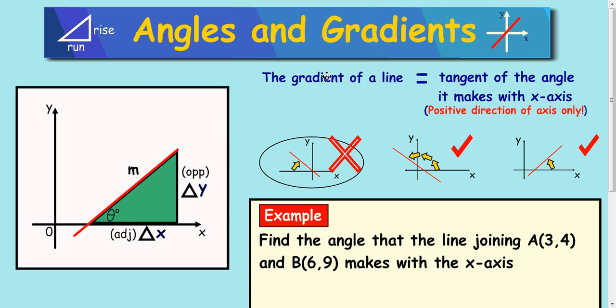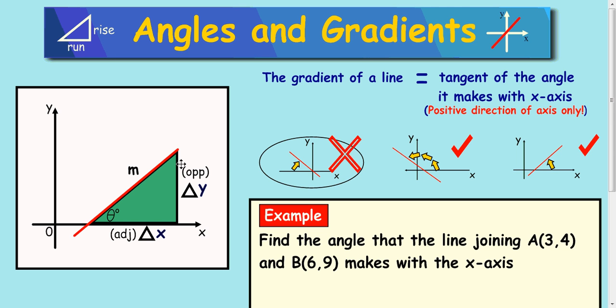In this lesson, we're going to look at the relationship between the gradient of a line and the angle the line makes with the x-axis. So if you look at this diagram down here and we look at this line, then we can see that we have created a triangle with the x-axis.